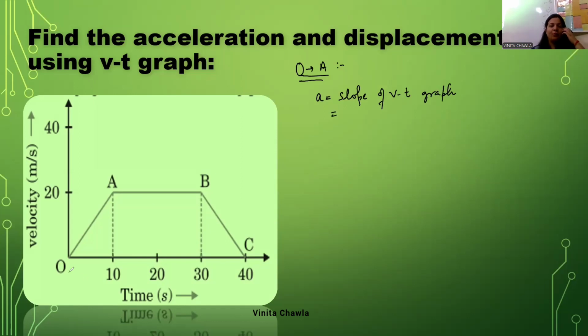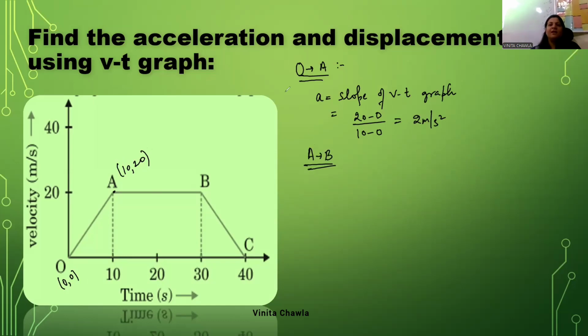So for O to A, locate the points. It's (0, 0), and point A is (10, 20). How do we find slope? It's y2 minus y1 upon x2 minus x1, right? So 20 minus 0 upon 10 minus 0, and the answer is 2 meter per second square.